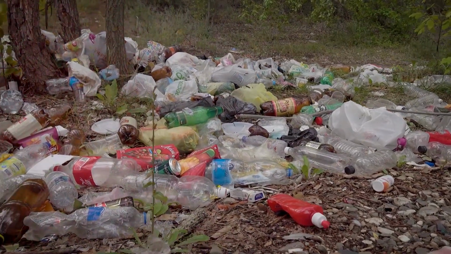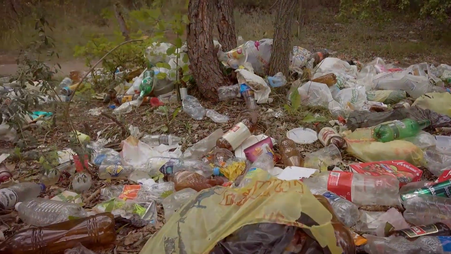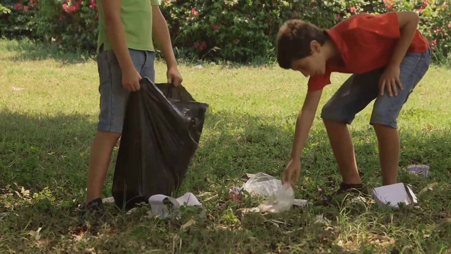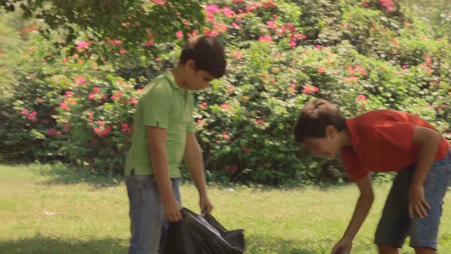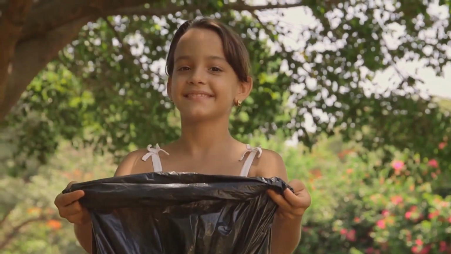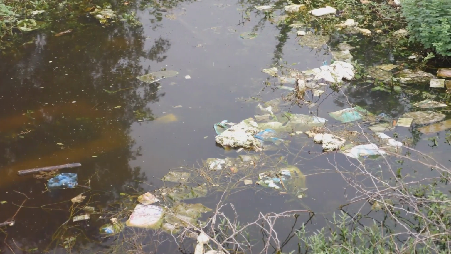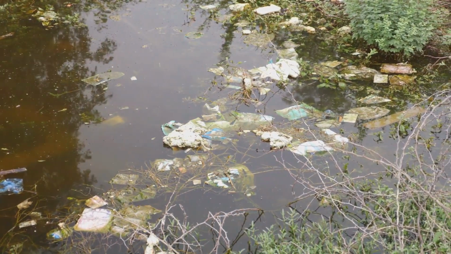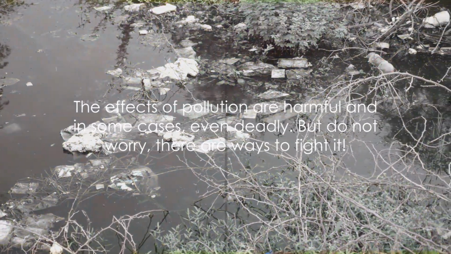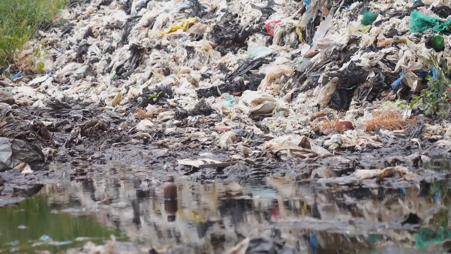Finally, we have land pollution. When we litter or dump waste irresponsibly, we're not just messing up the scenery, we're disrupting the balance of flora and fauna. This means fewer beautiful flowers to smell and fewer cute animals to spot on our next nature walk. Land pollution can also cause soil erosion, which can lead to landslides and floods. And let's not forget, it can make the soil less fertile, making it harder to grow our favorite fruits and veggies. The effects of pollution are harmful, and in some cases even deadly. But do not worry, there are ways to fight it.